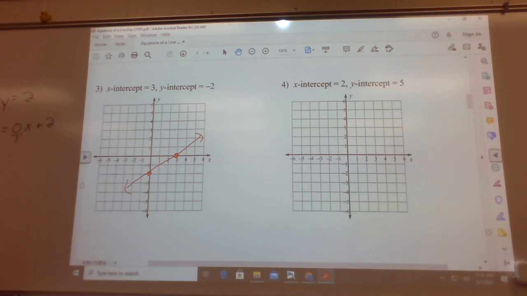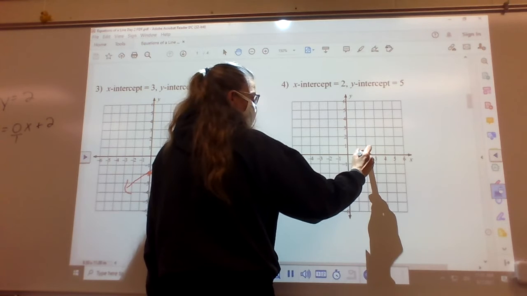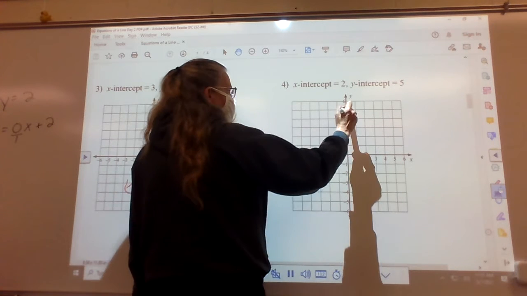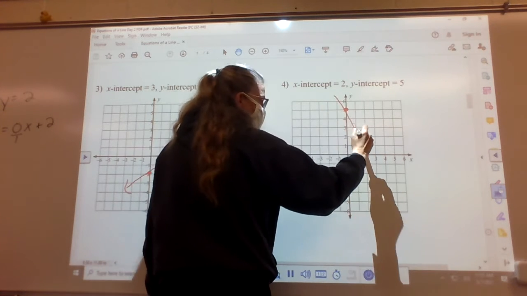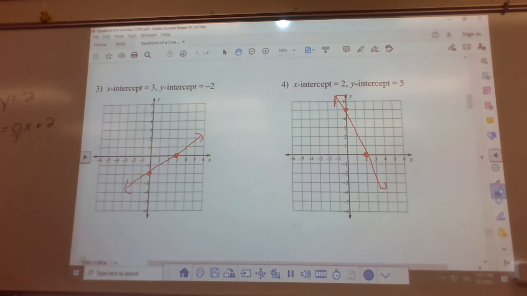So number 4, put a point on the x-intercept, x-intercept 2, put a point on the y-intercept, so the y line 5. Connect. Like I said, your line should be straighter because you have a ruler.